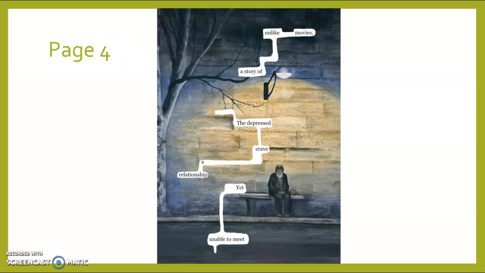On page 4, it reads, "Unlike movies, a story of the depressed crave a relationship yet unable to meet." This was the image that I decided to begin showing the negatives of the movie and a more gloomy take on the project. The background highlights this as well, since it is a man sitting alone on a bench in the dark with a single light overtop him.